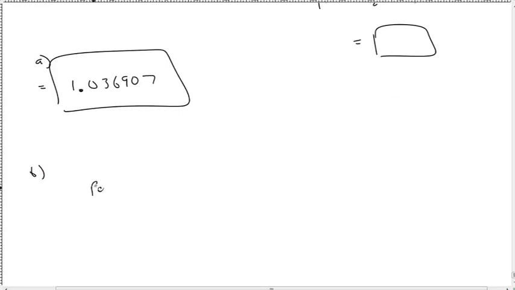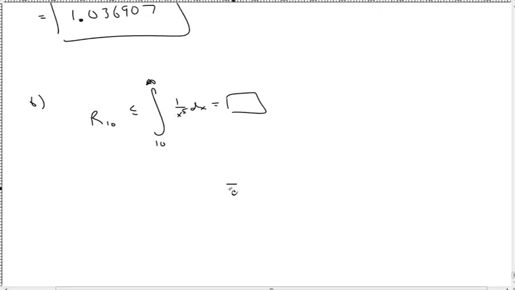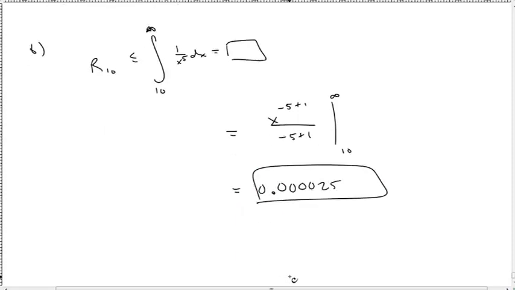Part B, here we go. They say find your remainder at 10, which is going to be less than or equal to the integral from 10 to infinity of these exact same thing. So basically, they just want you to do this integral here. That's a -5. So when I integrate, I'm adding 1 to the power, and I divide by that new power. You do some math here, and I got 0.0000025. Okay, so there's your part B. Awesome.